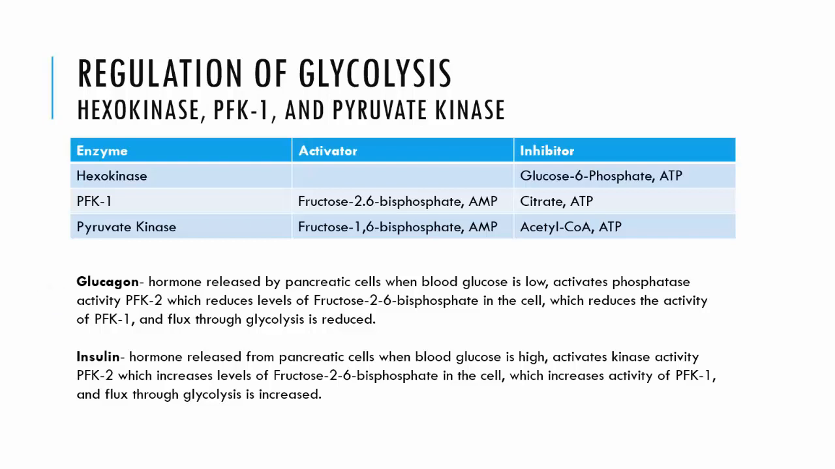In contrast, the release of insulin by pancreatic cells when blood glucose is high activates the kinase activity of PFK2, which increases fructose 2,6-bisphosphate concentrations in the cell, thereby increasing the rate of PFK1 in glycolysis and increasing the overall metabolic flux of glycolysis.